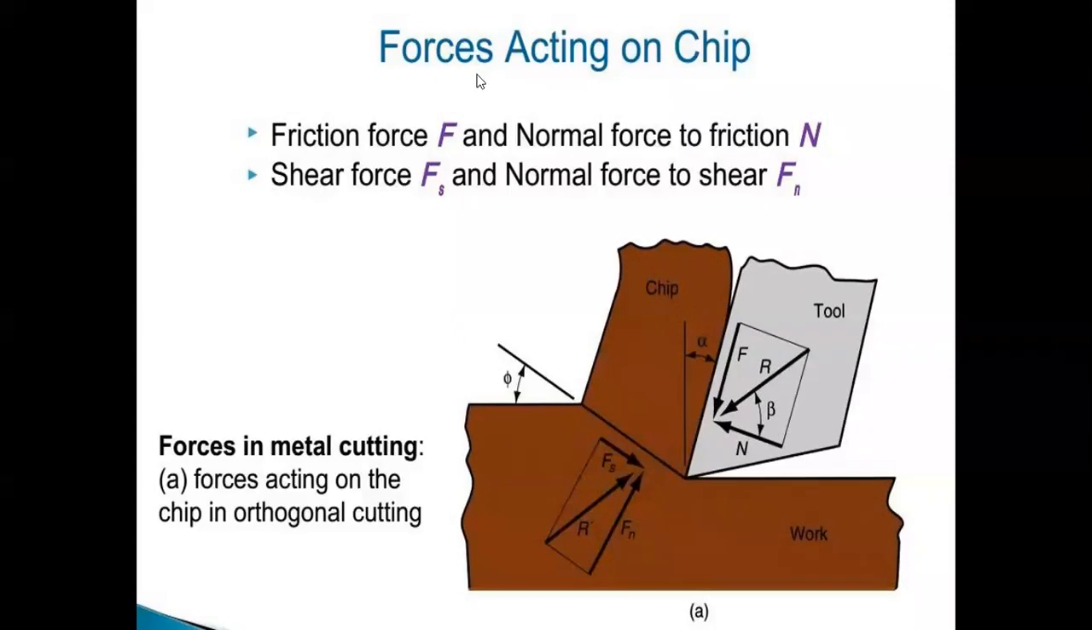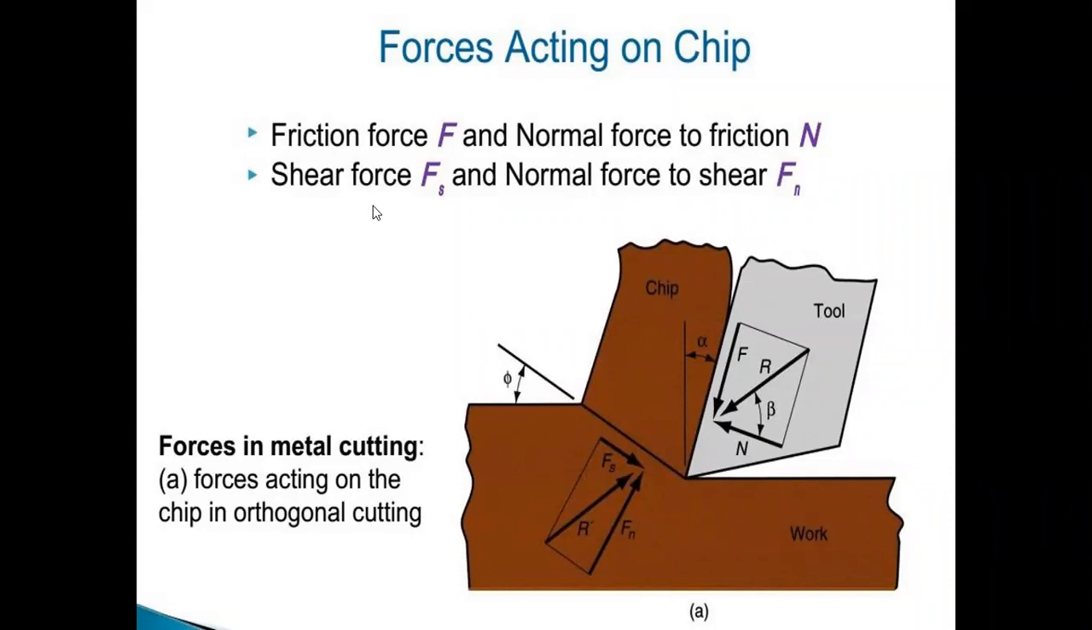So there is a friction force acting on the chip. I have told you in the previous classes that this friction force is along the rake face. I mean that when the chip rubs on the rake face, the chip experiences a friction. So this force is denoted by F, and normal to this force is N. When we add these forces as per head to tail rule, we get the resultant R.